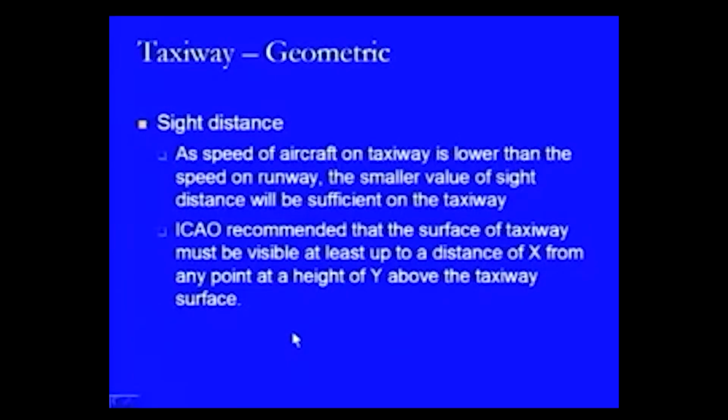ICAO recommends that the surface of taxiway must be visible at least up to a distance of x from any point at a height of y above the taxiway surface. That is what ICAO recommends, that if we are at any point at a height of y above the surface, then we should be able to see up to a distance x. And how these x and y have been defined by ICAO, we will look at those values.